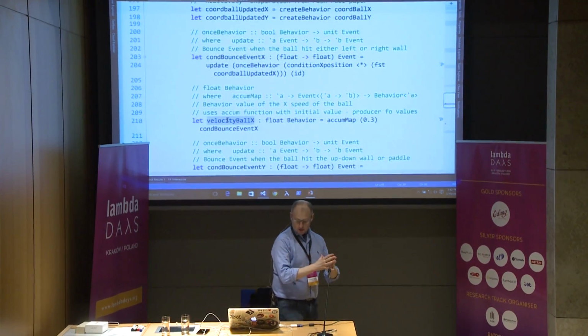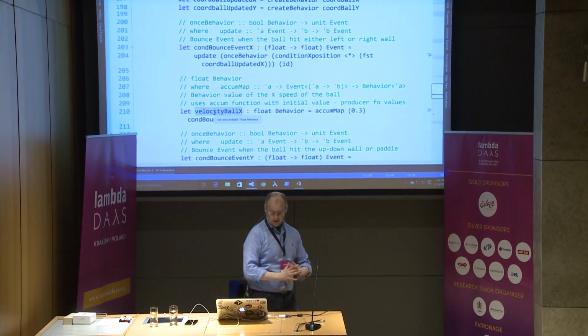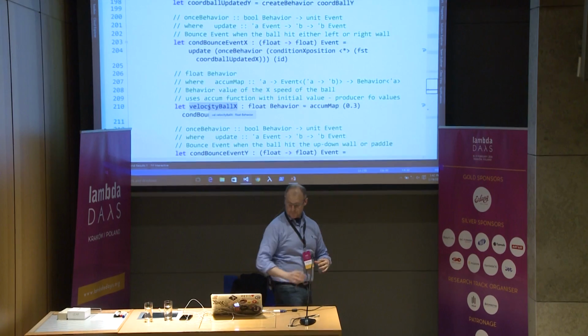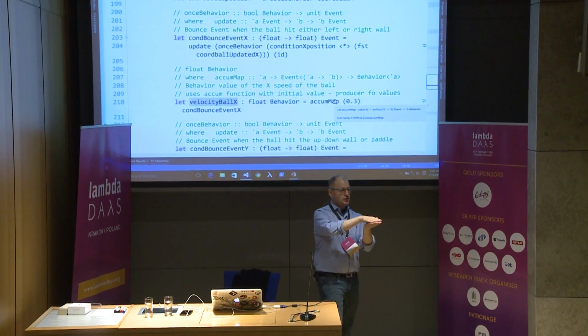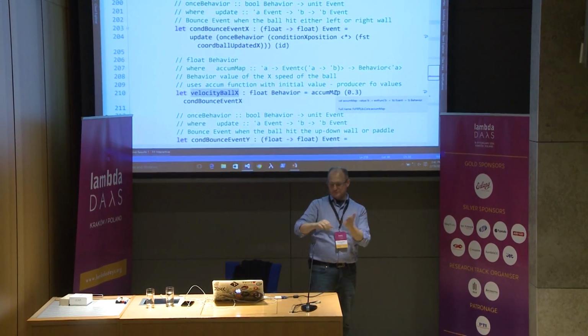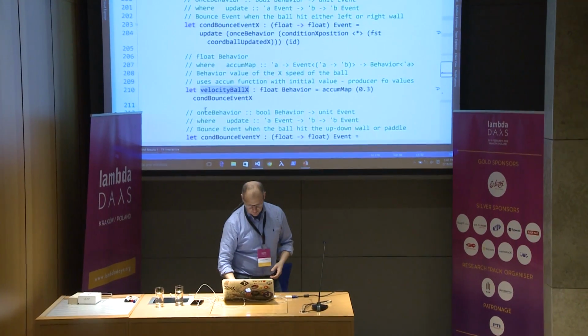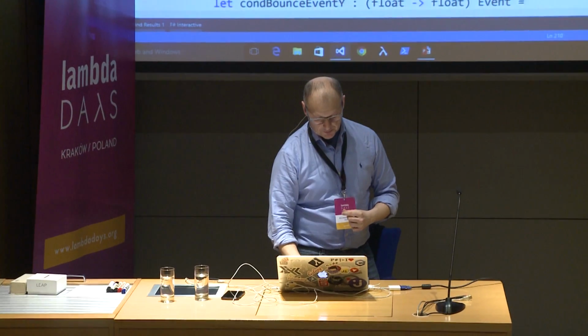I just compose the velocity ball behavior with the bounce event, okay? I use the accumulator. I have the initial value 0, 3, because if you remember, when you start the game the ball slightly goes left to right, okay? And I just start to compose all these behaviors together. Now the same thing with the y, the vertical velocity.